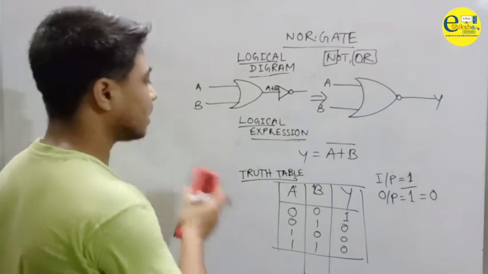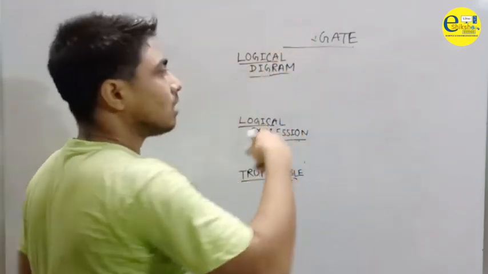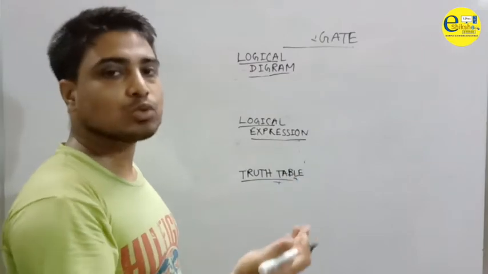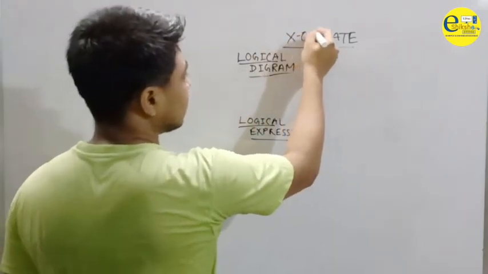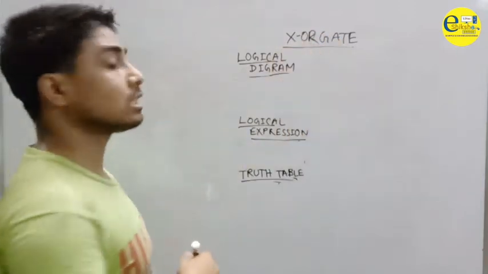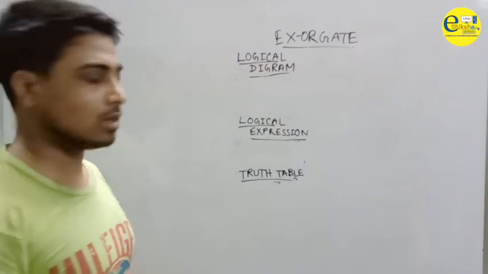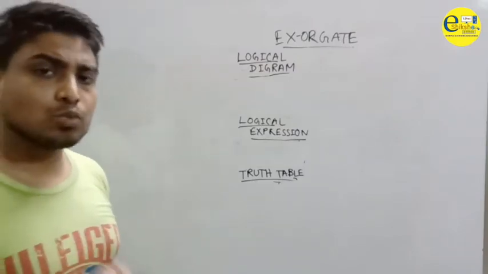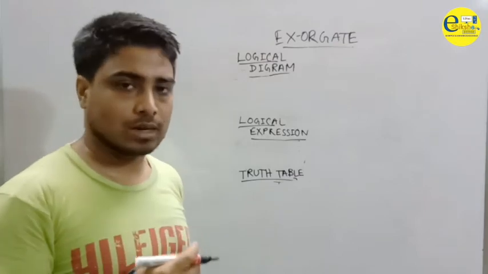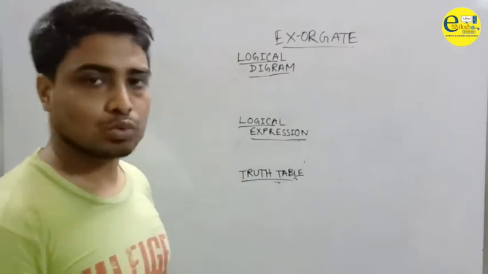Next, move on to the next gate, that is the exclusive gate category. In the exclusive gate category, the first gate is the XOR gate, or exclusive OR gate. It can also be written as XOR gate. In case of the exclusive OR gate, it has some special category, which I will discuss while I draw the truth table.